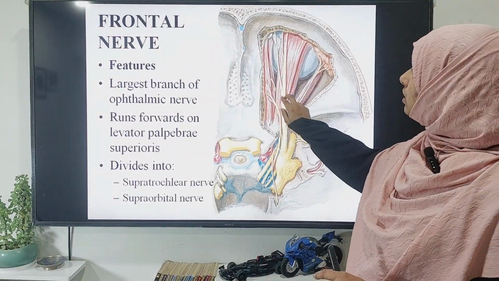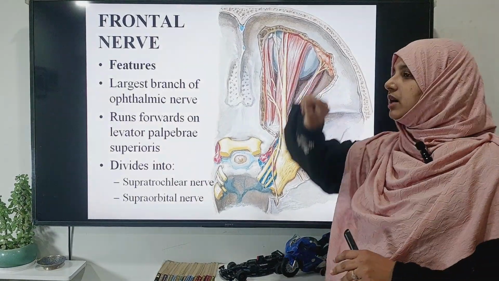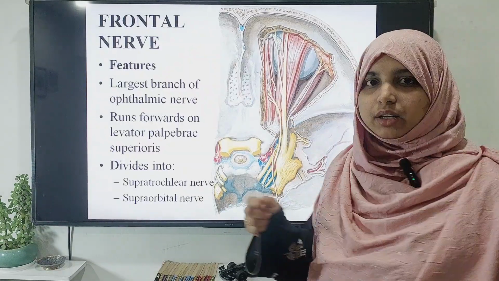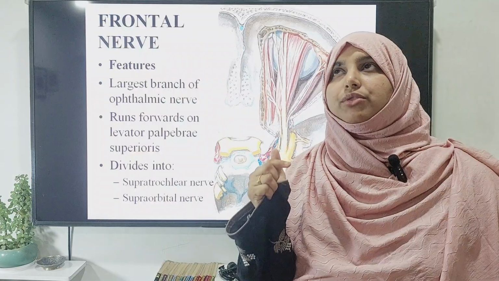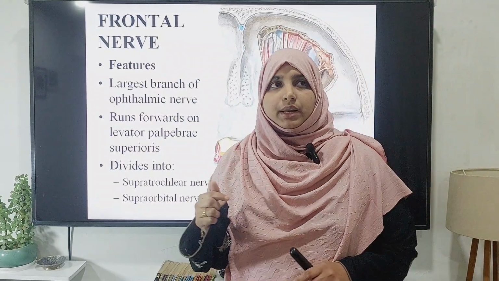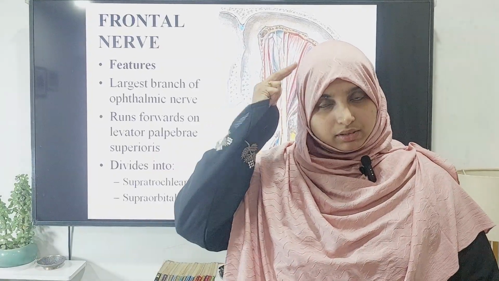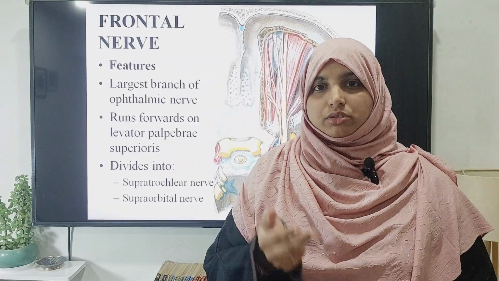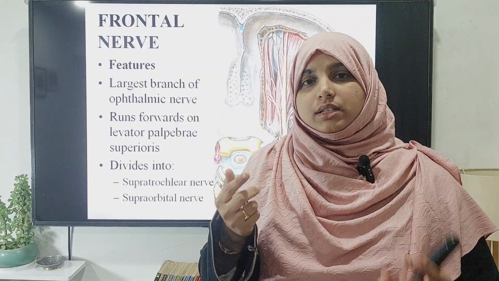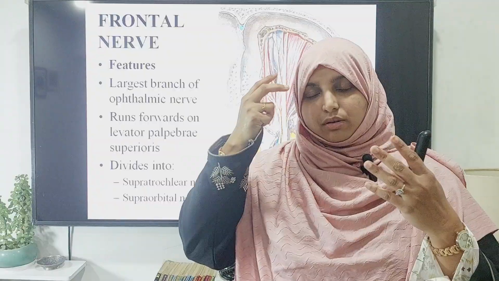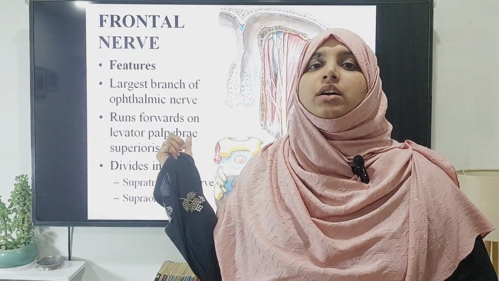Okay, and it's going to divide into two nerves, which are the supratrochlear and supraorbital nerve. I told you, right? Its name is frontal. So its branches are going to come out and supply the forehead. If you remember from the scalp lecture, you will have the frontal belly of the occipitofrontalis muscle, which is supplied by the supratrochlear and supraorbital nerve. And the sensory supply of the scalp, from in front of the auricle till the vertex, is given by the supratrochlear and supraorbital nerve.